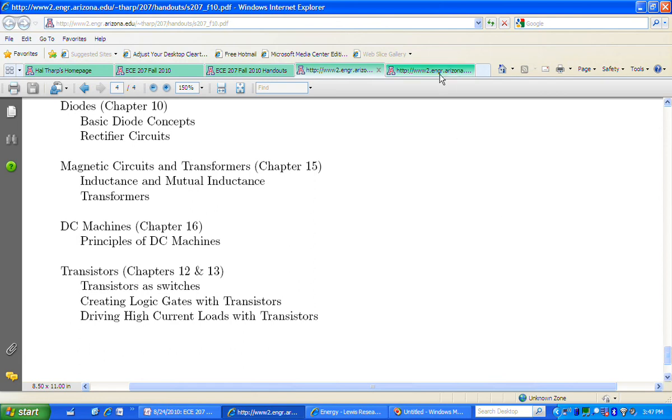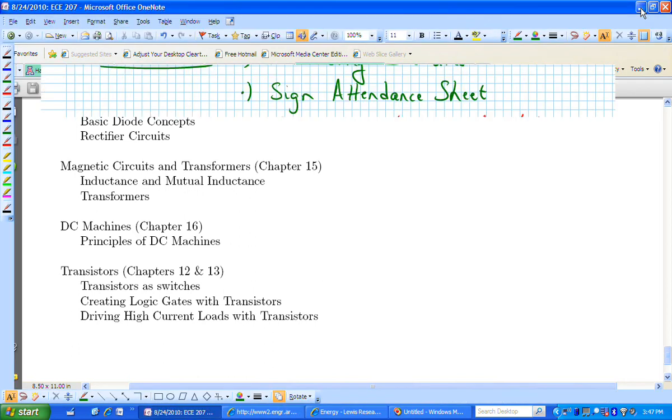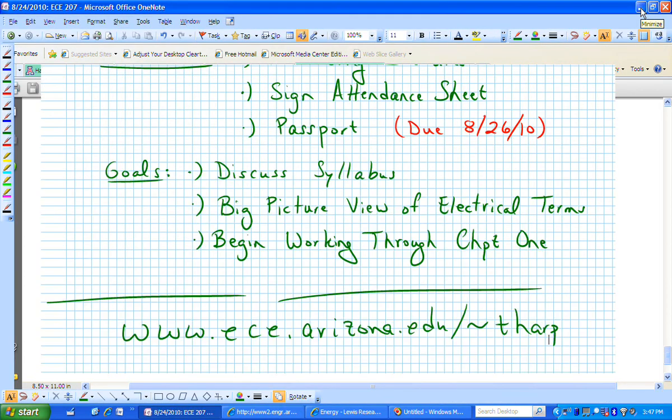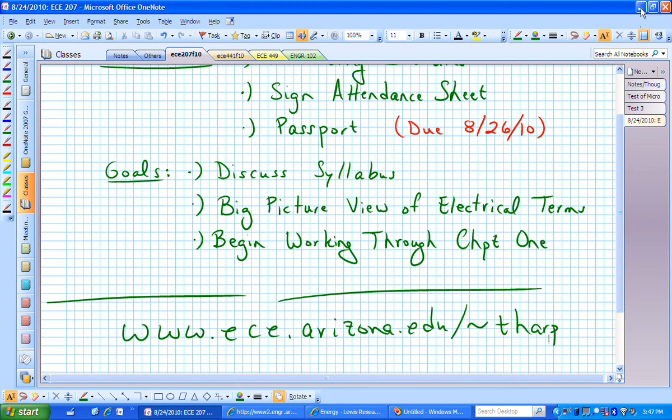We've already talked about the passport. We've talked about the syllabus. Let's see what else is on tap. Let's look at the big picture view of electrical engineering terms, and we'll start working with Chapter 1 material.